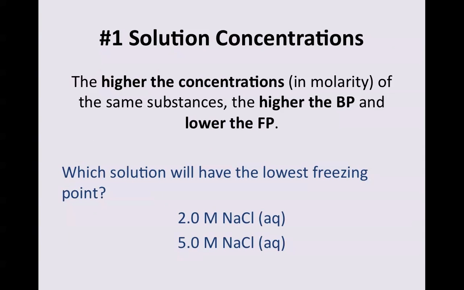So how do we figure out what might have a higher boiling point or a lower freezing point for our solvent and their different solutions? The first thing is looking at concentrations of the same substances, and by same substance I mean the solute that's being dissolved. The higher the concentration of the solute, the higher the boiling point and the lower the freezing point. So if I had a 2 molar sodium chloride solution and a 5 molar sodium chloride solution, and I was asked which solution will have the lowest freezing point, the lowest freezing point would mean the biggest effect by the solute, so you want the highest concentration, which would be the 5 molar.